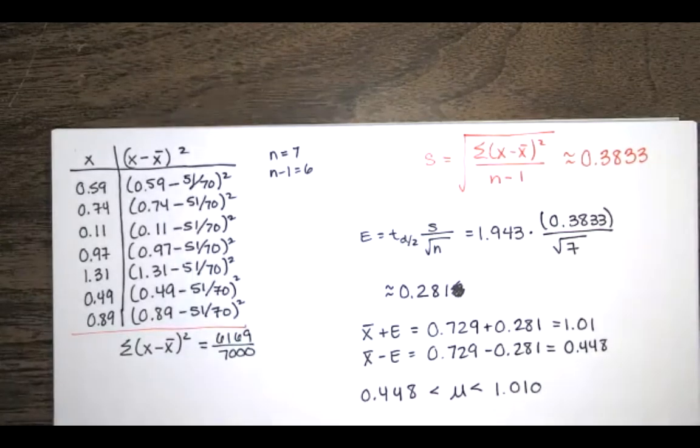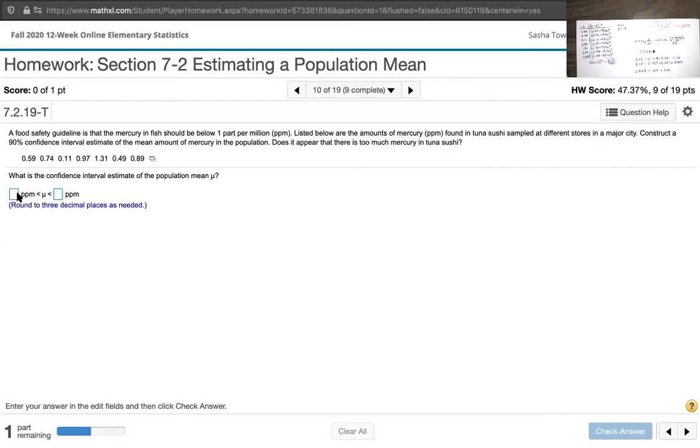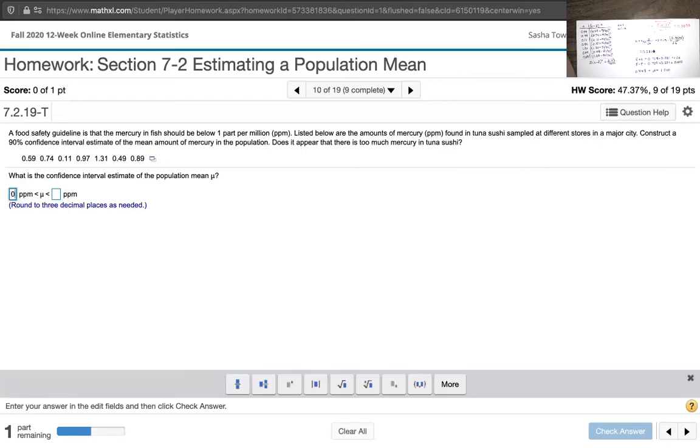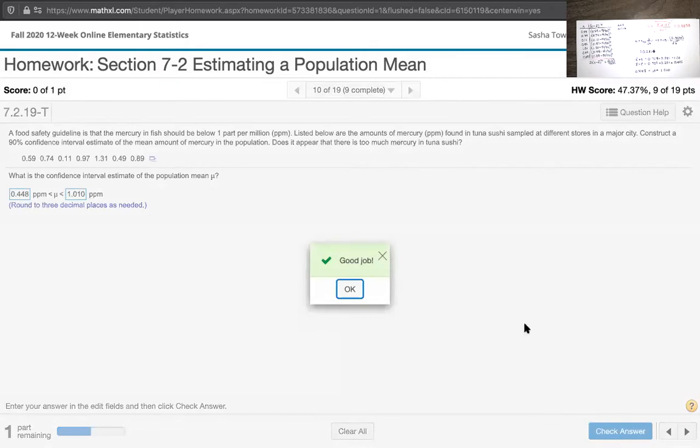Okay. Now let's see if my lab statistics likes it. So I'll go back to the homework now. We're asked to round to 3 decimal places. Hopefully I didn't round too early. All right, it likes it.